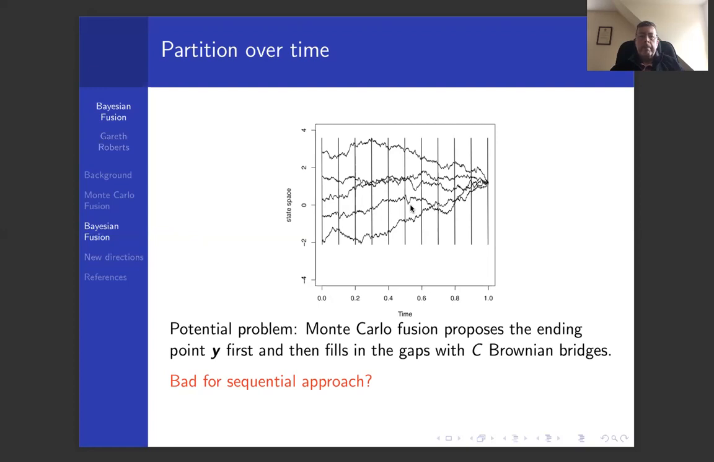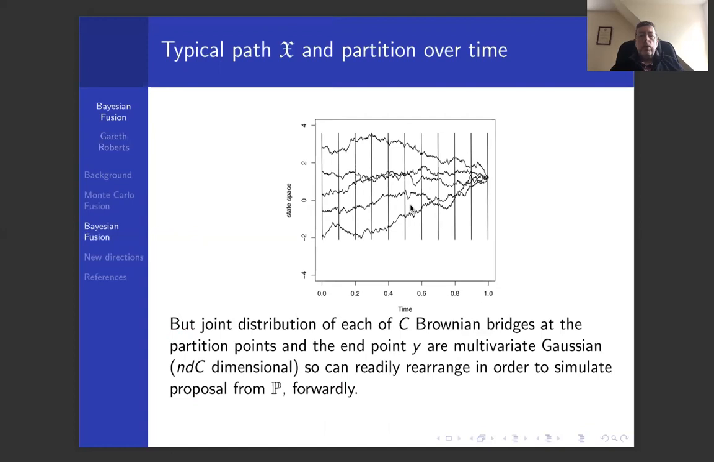But it turns out that this is quite easy to fix, because conditional on the starting values, the rest of the process is indeed Gaussian. It's just a Gaussian process. We have all these dependent Brownian bridges, which are all hitting the same terminal value y. So because of this, we can use multivariate Gaussian calculus to reorder the simulation methods and to simulate forward so that the endpoint y is not realized until the end of the simulation.